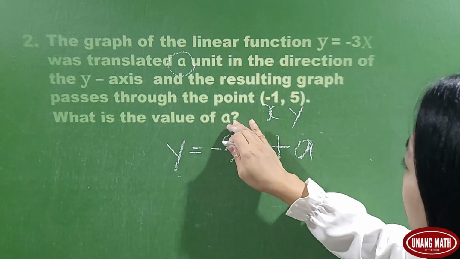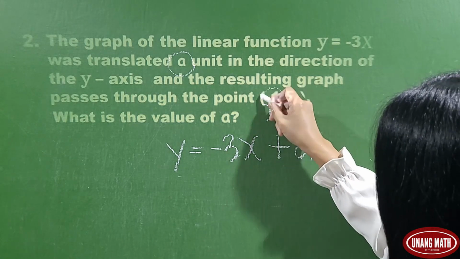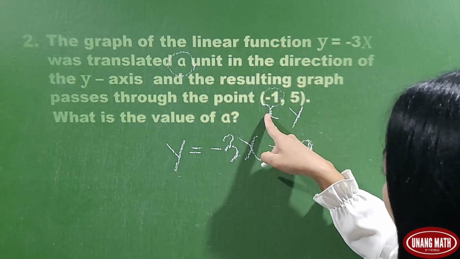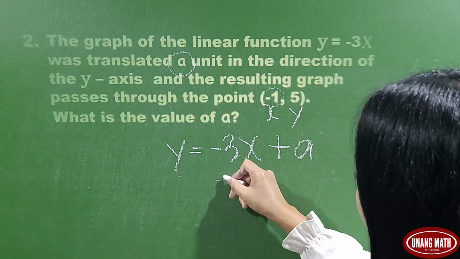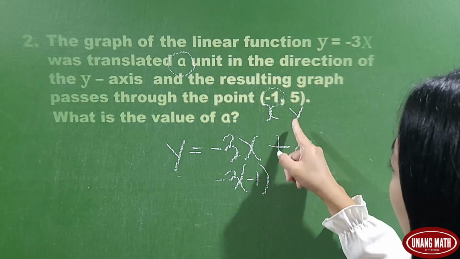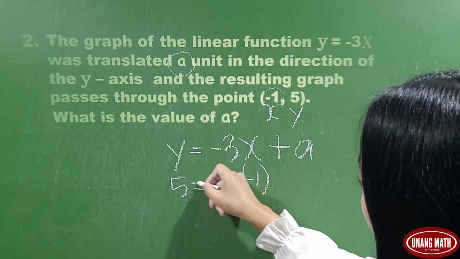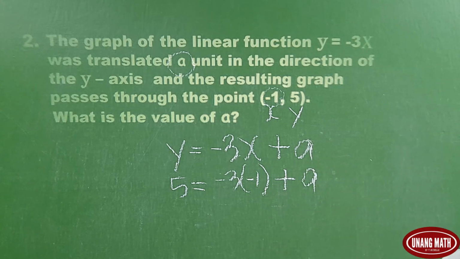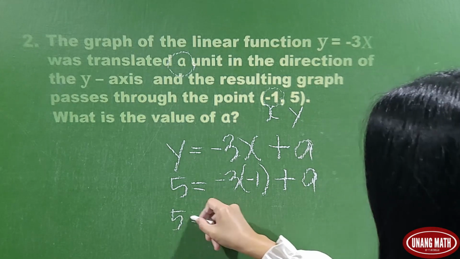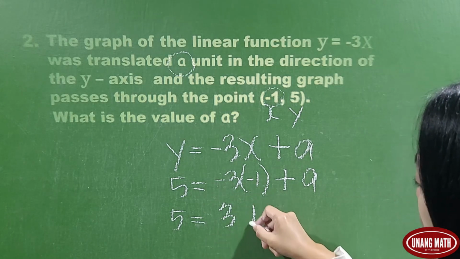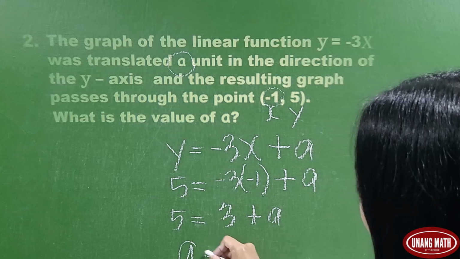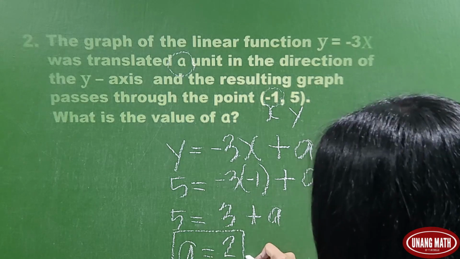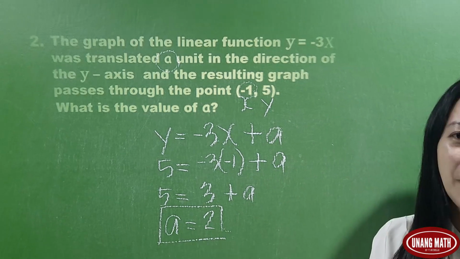To find the value of a, we just have to substitute this value in our linear function. So x is -1, so this is -3 times -1, and y is 5. So 5 = -3(-1) + a. Let's simplify. 5 = 3 + a. To find a, 5 minus 3 is equal to 2. So that means the value of a is 2.